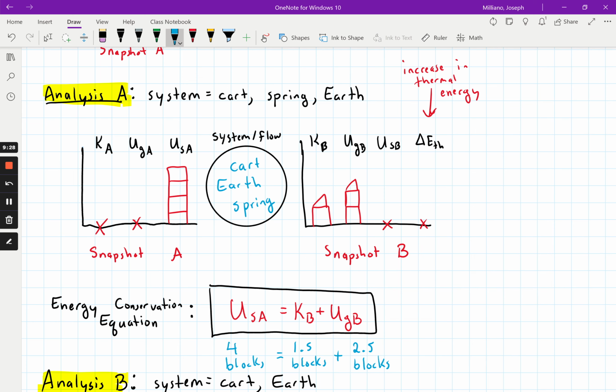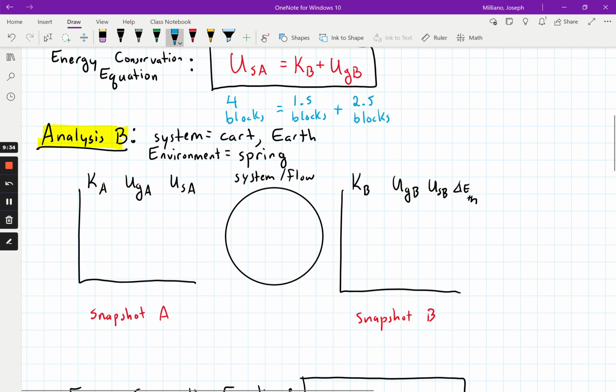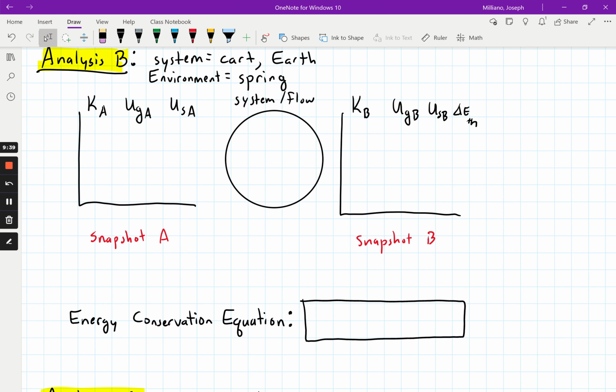That's not the only way to analyze this system, though. And so let's look at more ways that we could do it. It's the same system, but now in this analysis, we are going to choose the system to just be the cart and the earth, and the environment, what's outside of our system, is the spring. And so our system is cart and earth, and we're always starting with the O, defining our system, and the spring lives outside of that system. So we're going to draw it outside of the circle.